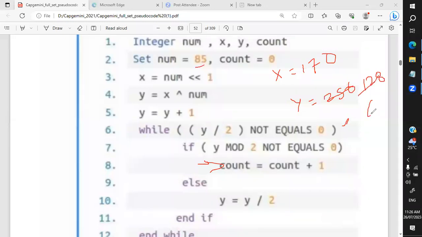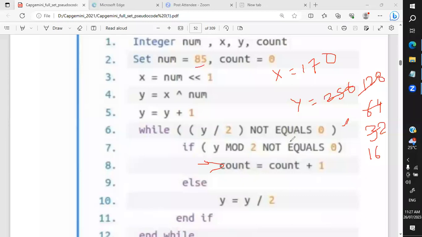Y will become 64. Now for 64, again it goes back. 64 by 2 is 32. 32 not equal to 0, true. Enters inside. 64 mod 2 is 0, it's divisible. That means count will not be incremented. Now y equals y by 2, y will become 32. Next, 32 by 2 is 16. 16 not equal to 0, true. Enters inside. 32 mod 2 is 0, but the condition is not equal to, so it will go to the else part. Y will become 16.